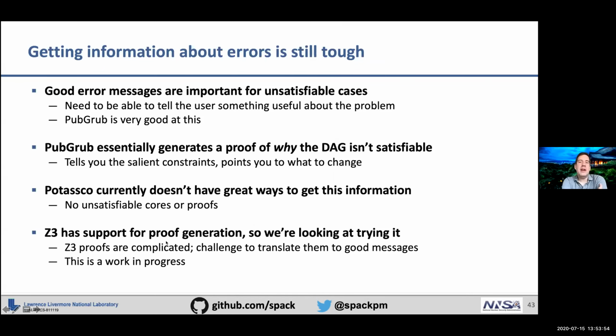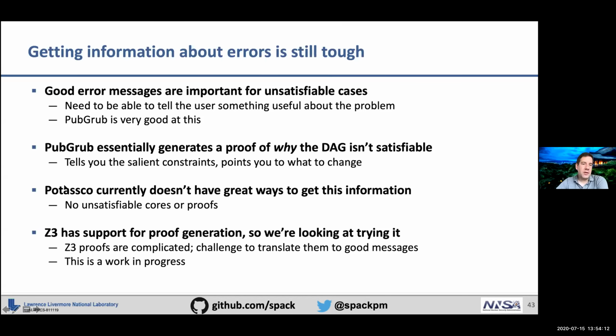Getting information about errors is kind of tough. Good error messages is important. You'd like to know why the graph is unsatisfiable. There's a thing called pubgrub for the Dart package manager that generates a proof of why the DAG isn't satisfiable. That's something that we could explore with Z3.